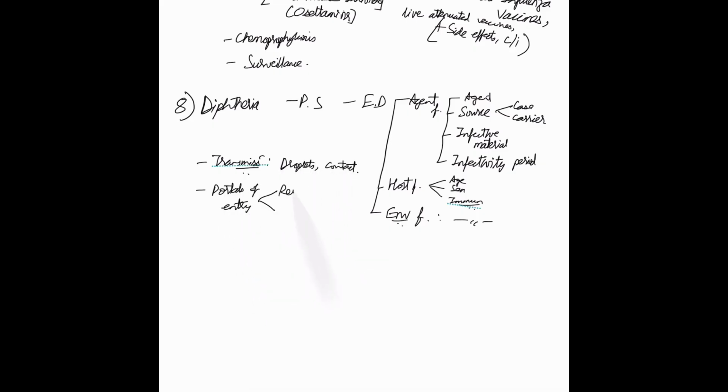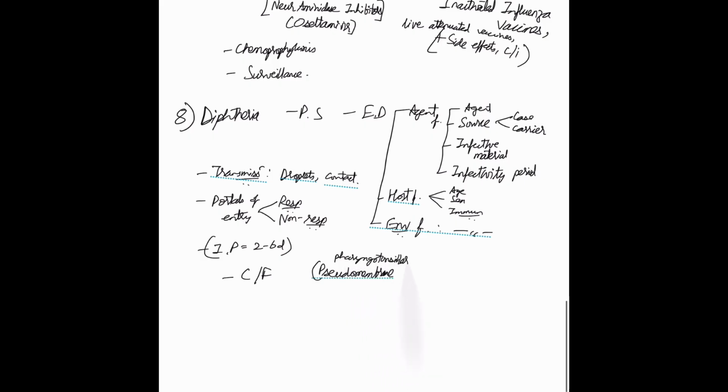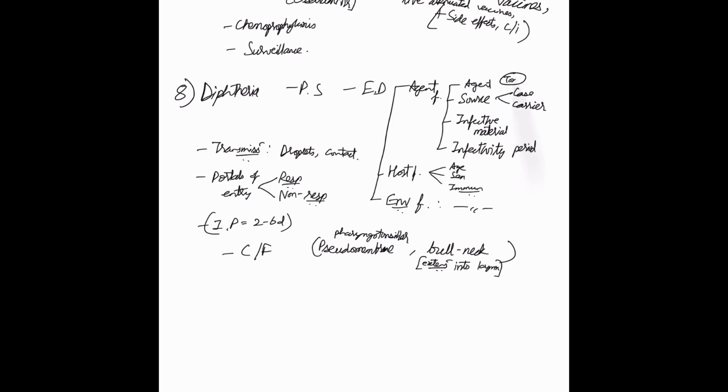Transmission can be via droplets or via contact. And the various portals of entry can be respiratory or non-respiratory. Incubation period is 2 to 6 days. And you should know the broad clinical features. So the keywords here are pharyngotonsillar pseudomembrane and a bull neck appearance, which can extend into the larynx. So you'd know the methods of diphtheria control.